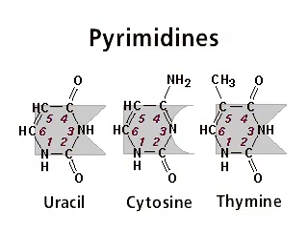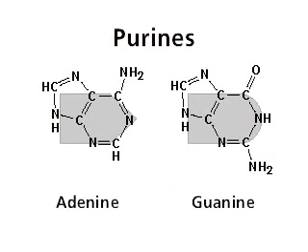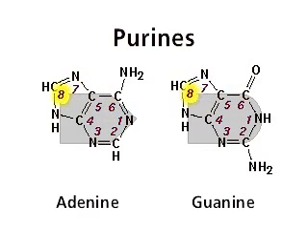Notice the differences at position 4 between cytosine, uracil, and thymine. Thymine and uracil differ only at position 5. The atoms in the purines are numbered 1, 2, 3, 4, 5, 6, 7, 8, and 9. Note the structural differences between adenine and guanine at positions 2 and 6.